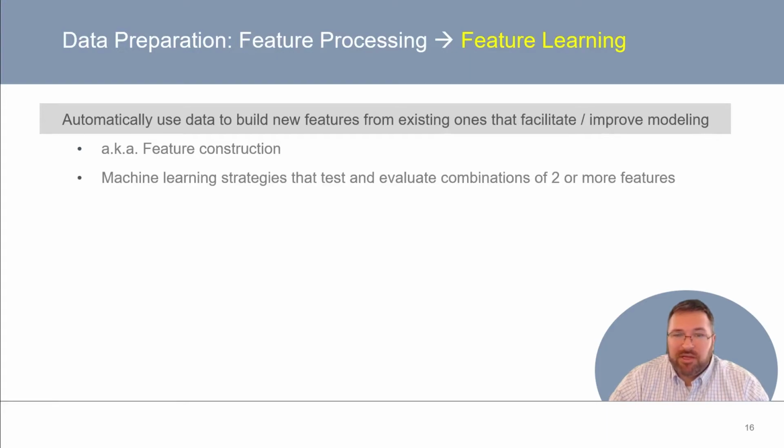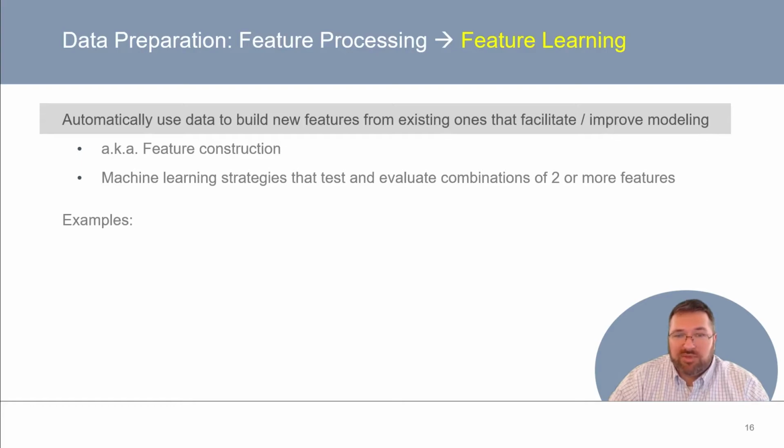Feature learning typically involves the application of machine learning strategy to test and evaluate ways to combine and transform two or more features from the original dataset. Often, there's a fine line between feature learning and machine learning modeling itself. Typically, this distinction is dependent on how the output is used. In other words, whether the output determines the value of a newly constructed feature that's fed into downstream modeling, or if the output is used to make predictions as a model.